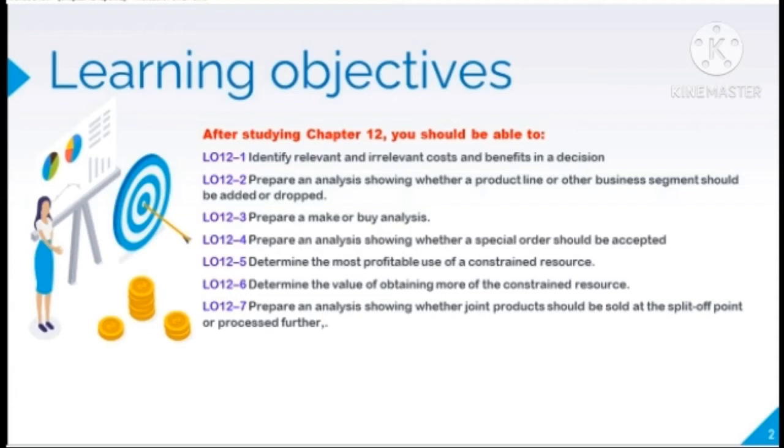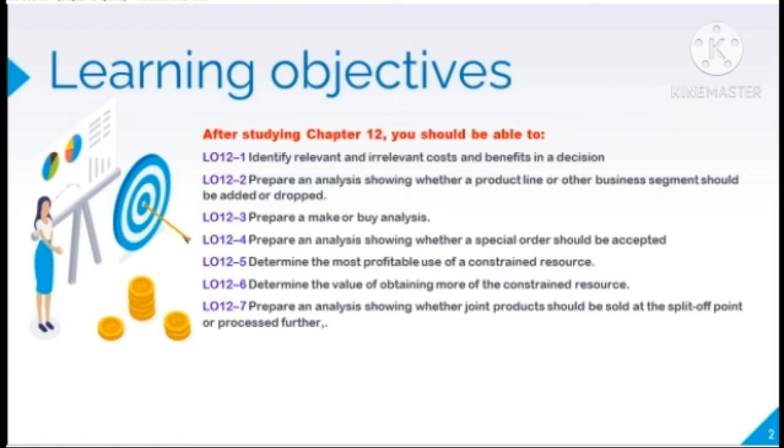First, identify relevant and irrelevant costs and benefits in a decision. Second, prepare an analysis showing whether a product line or other business segment should be added or dropped. Third, prepare a make or buy analysis. Fourth, prepare an analysis showing whether a special order should be accepted.